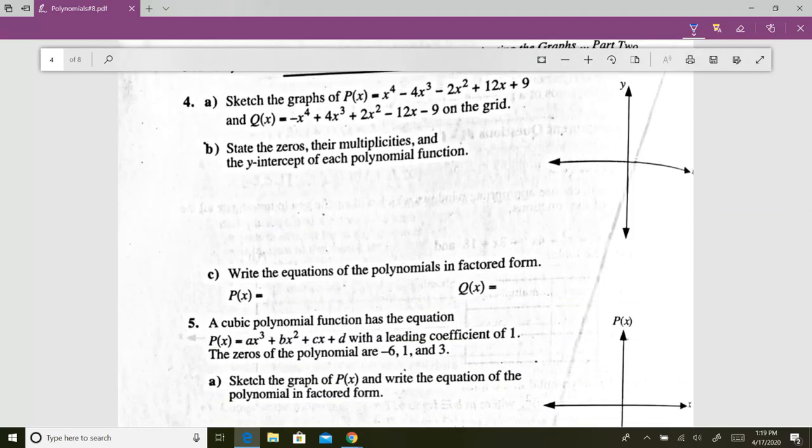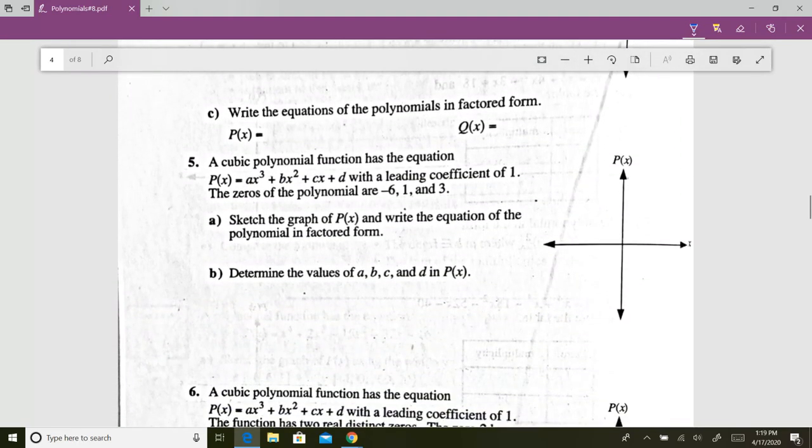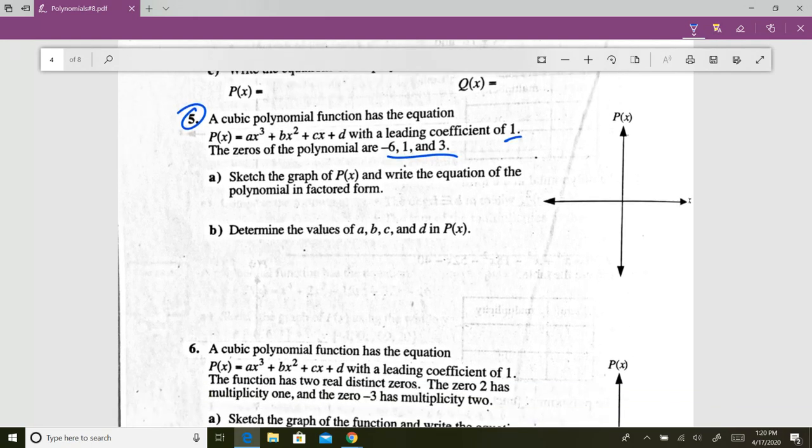Number 5. A cubic polynomial. This is a general form. The leading coefficient of 1 has zeros that are this, and this. So -6, mark our zeros: -6, 1, and 3. Okay, so it's got 3 zeros.